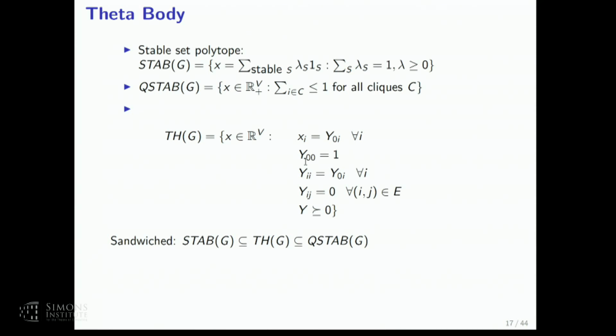And then you can put something in between that's motivated by this work of Lovász, and that's this semi-definite program. You have a semi-definite program defined on the matrix Y, which is n plus 1 rows by n plus 1 columns, if n is the size of the vertex set. Then you read from the first row the entries x sub i, and that's going to be an element in Q stab. It's sandwiched between stab and Q stab. That's what Don Knuth called the sandwich theorem.